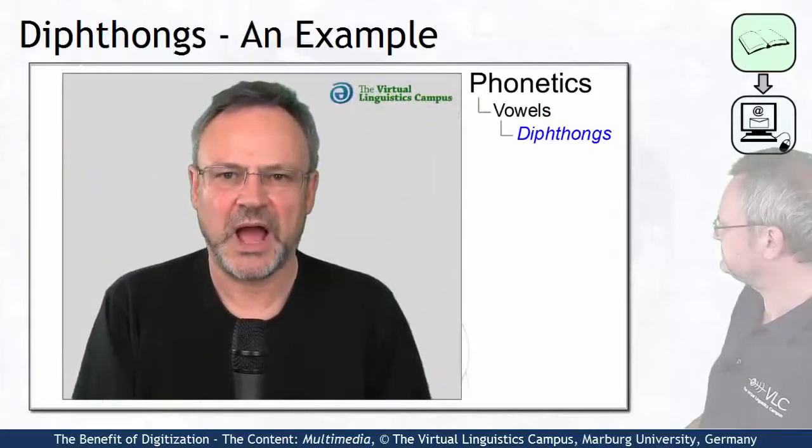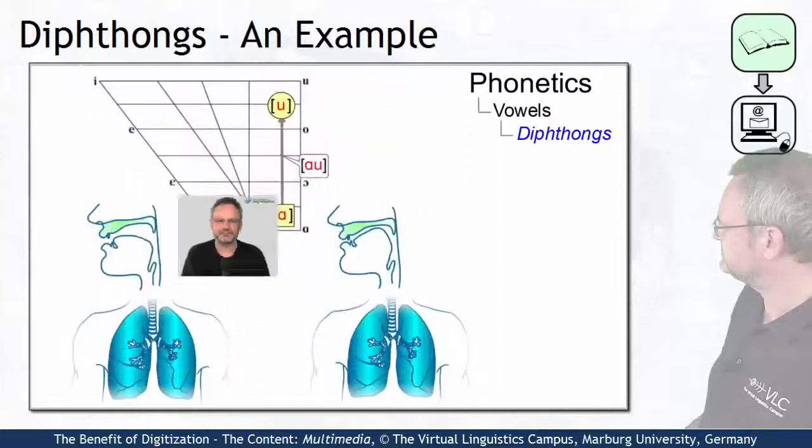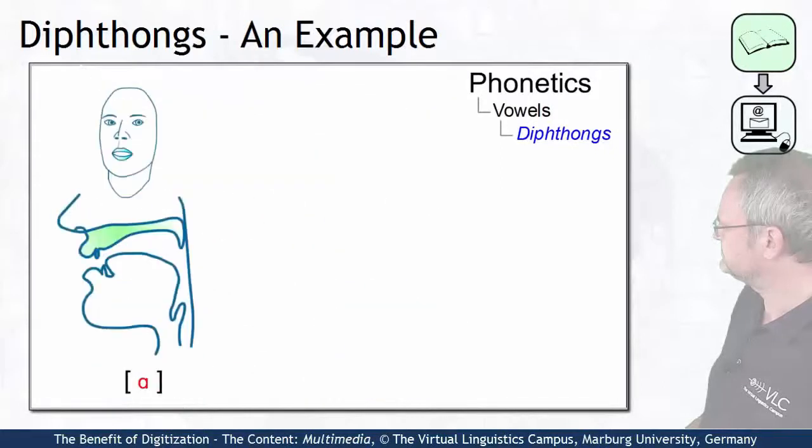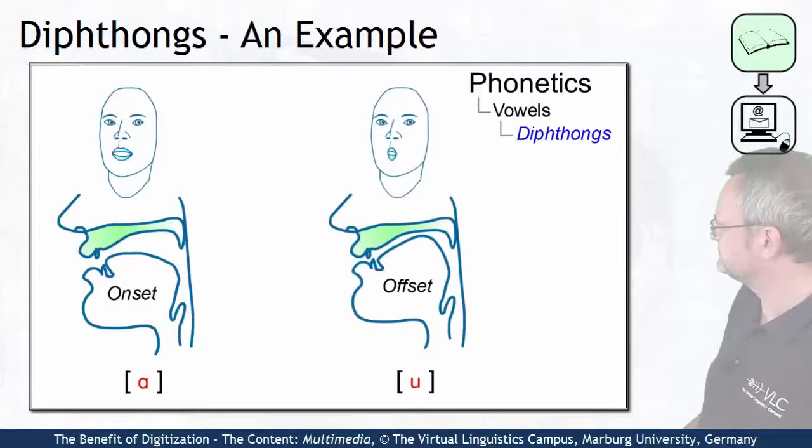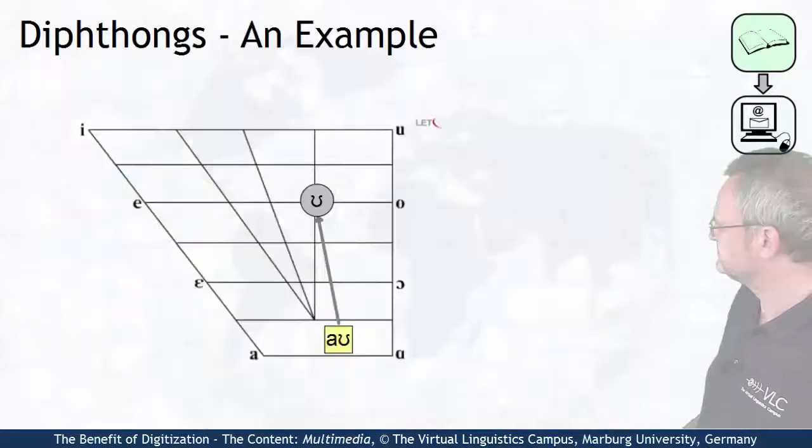Ow. Its starting point is a, and then we gradually glide into u. So diphthongs consist of an onset, that is the first element of a diphthong, and an offset, the final element. Both onset and offset are linked by a glide.